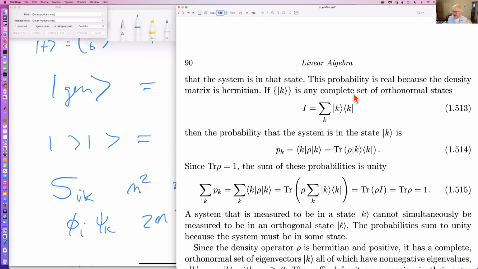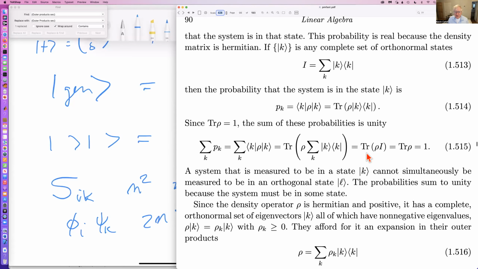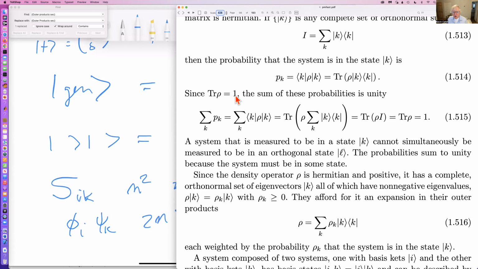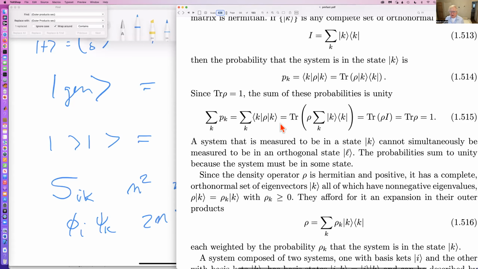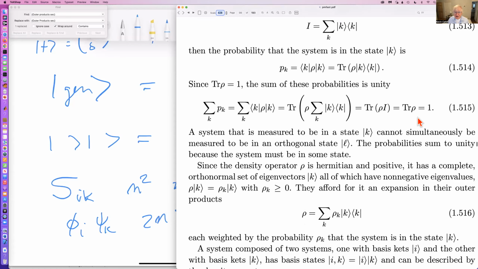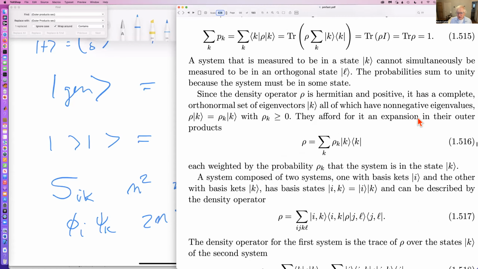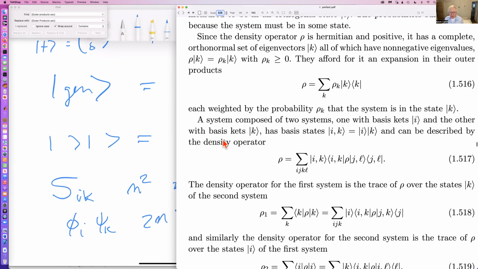And if K is any complete set of orthonormal states, the probability of the system in that state is the average value of the density operator in the state K, or trace of rho |K><K|, being the dyadic. And since trace of rho is 1, the sum of these probabilities is equal to 1. That's why the trace has to be 1. So there's the general density operator.